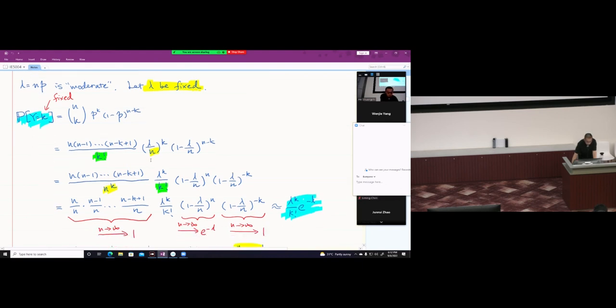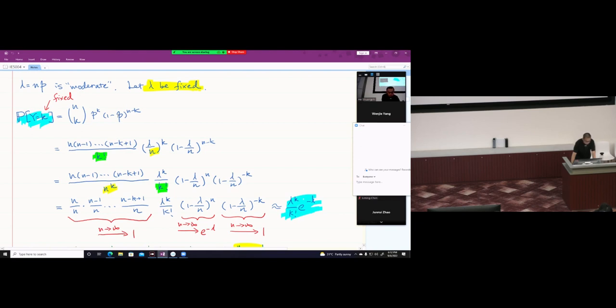So then let's do a little bit of manipulation. We expand those terms. Here, n choose k, we know that it's this expression, right? The numerator is n times n minus 1 up to n minus k plus 1. The denominator is just k factorial, right?